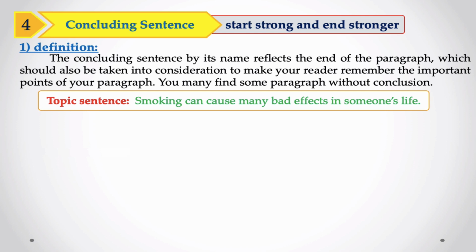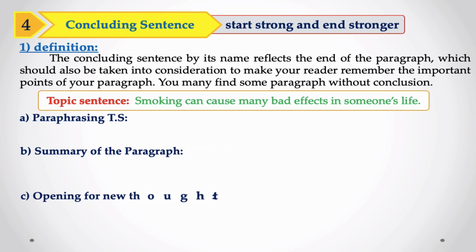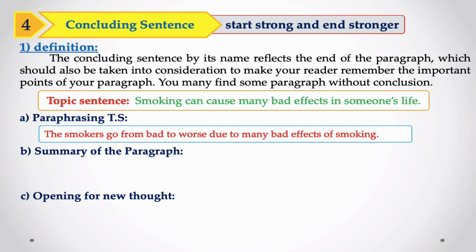Here we are going to write this topic sentence into 3 different concluding sentences. Please, if you can, put this topic sentence into the 3 points. It must be great for you. Imagine we are going to paraphrase the topic sentence: The smokers go from bad to worse due to many bad effects of smoking. That's great. Summary of the paragraph.